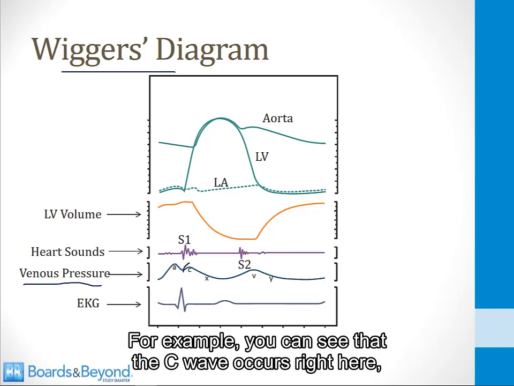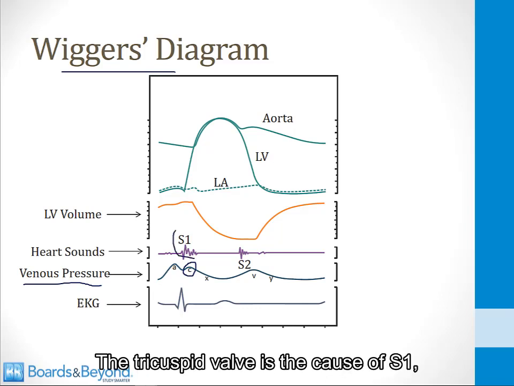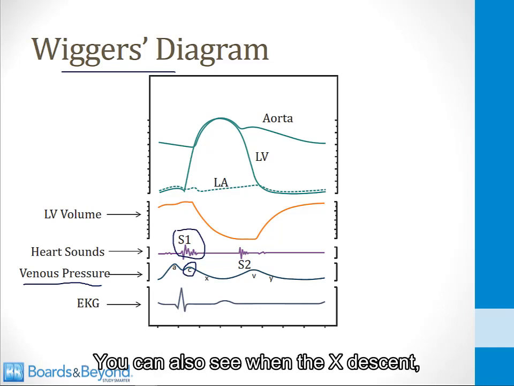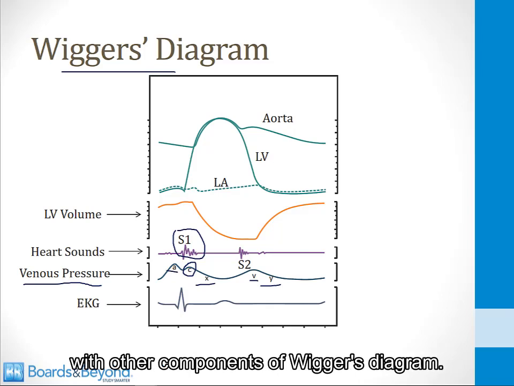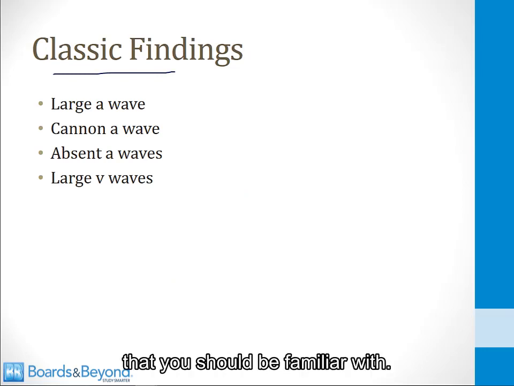For example, you can see that the C wave occurs right here. That's closure of the tricuspid valve. Closure of the tricuspid valve is the cause of S1, so that happens at the same time as S1. You can also see when the X descent, Y descent, V waves, and A waves correlate with other components of Wigger's diagram. There are a couple of classic findings in venous pressure tracings that you should be familiar with.